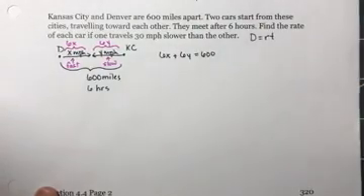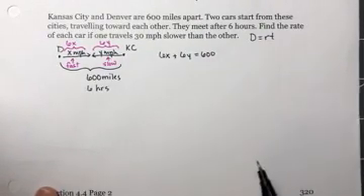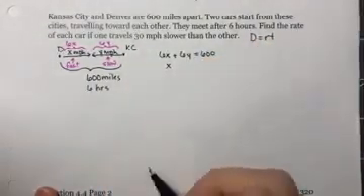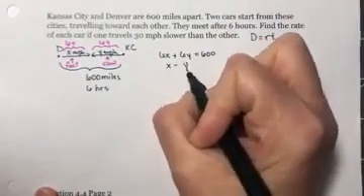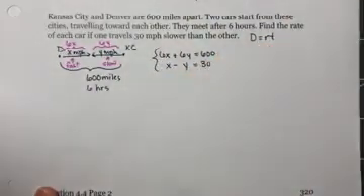Now we're told one is faster than the other, or one's slower than the other. So if we take the fast one and subtract the slow one, we should get the difference, which is 30. The fast one we decided was x, subtract y, and we should get 30. This is the system we should solve.